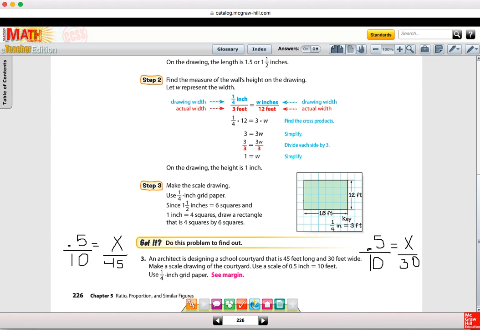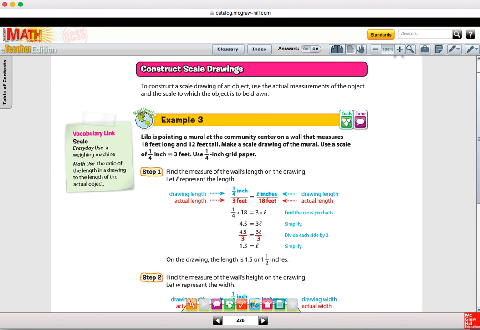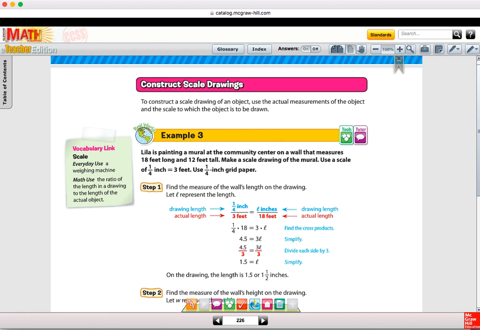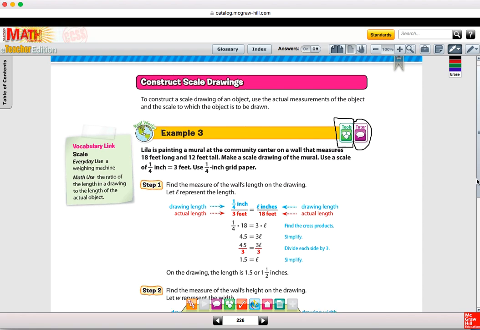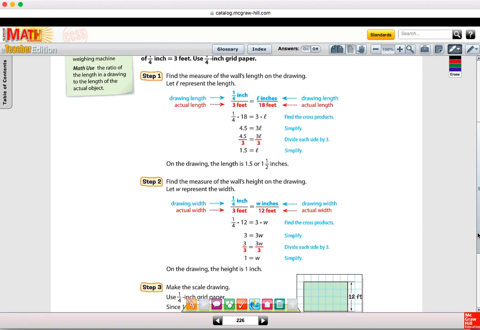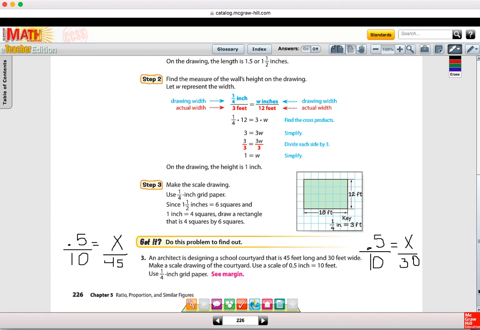The last example is on page 226, and we're talking about constructing a scale drawing. These take a little bit more time. Make sure you understand them by reading through the example given in the textbook, also watching the video tutor. There's even a tool section that we haven't really explored, but you might want to try looking at that to see if that can help you make sense of the example as well, or give you a different way to look at it. I'm going to go through example 3 at the bottom of page 226.